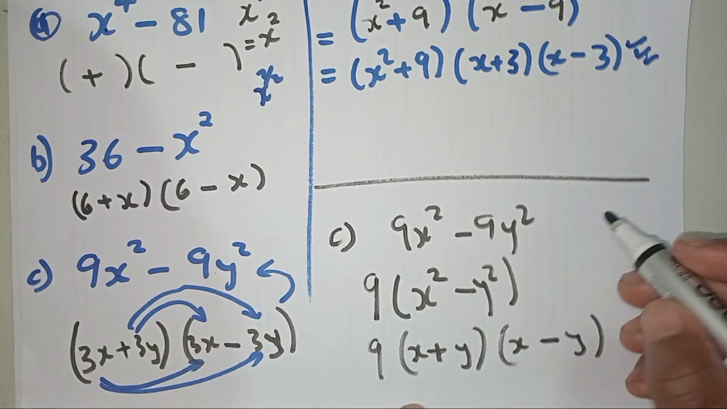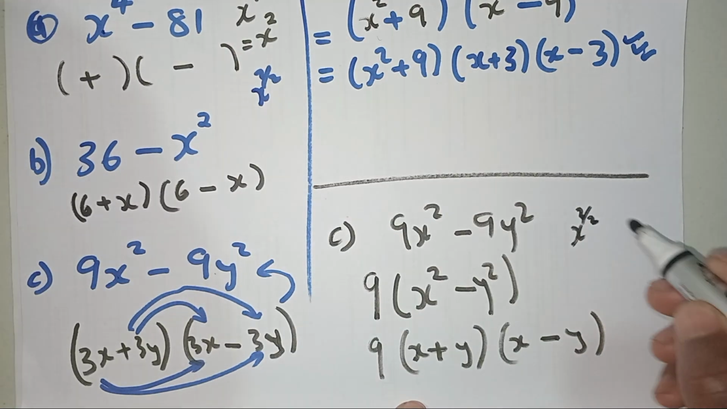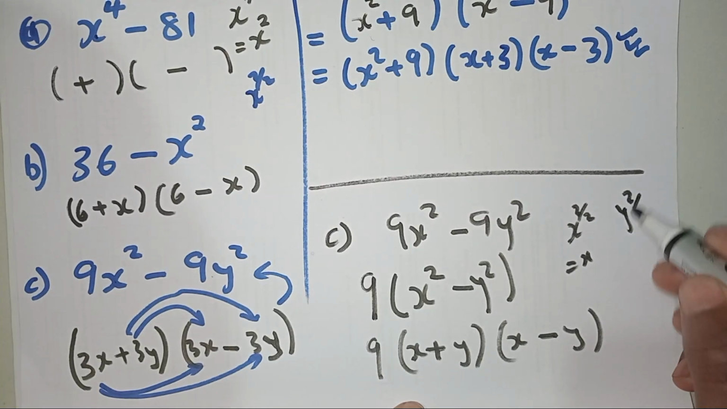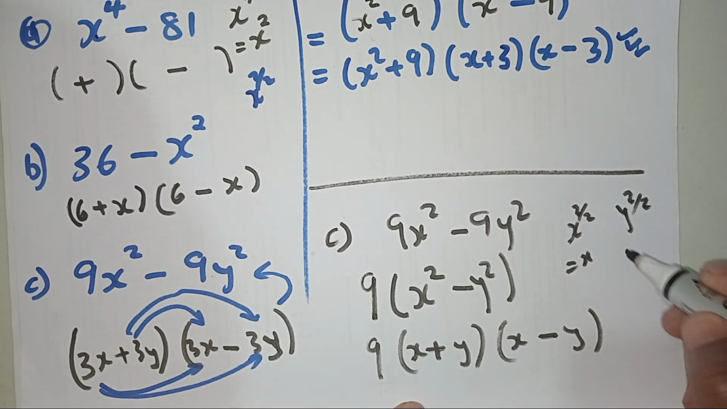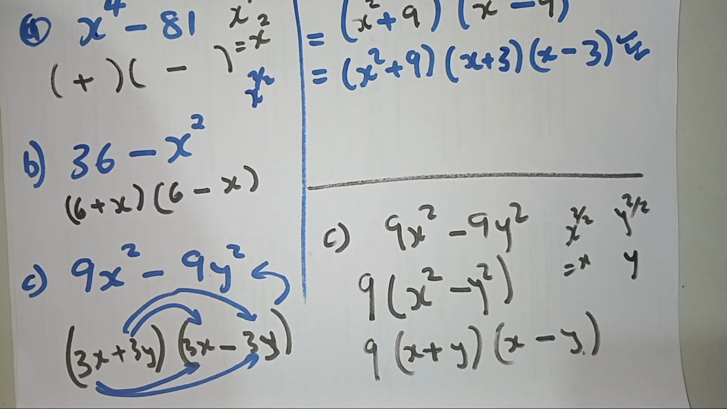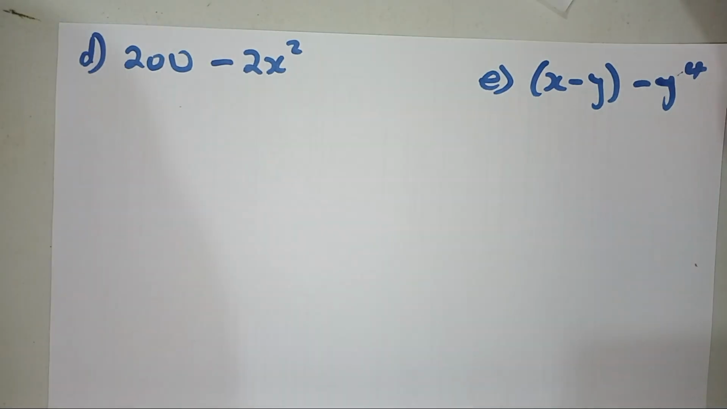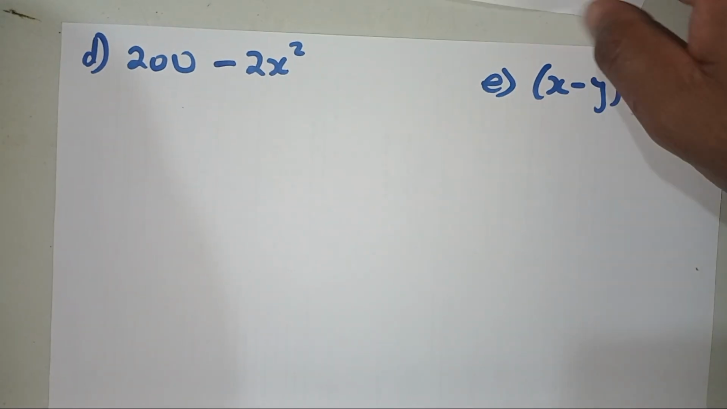They are perfect squares. Remember, if you take the square root of x squared, it's going to give you x. We write it. If you take the square root of y squared, you're going to get y. That's why we wrote this one here. So that's how it works, guys. So the last problems that we will be solving here are these ones.